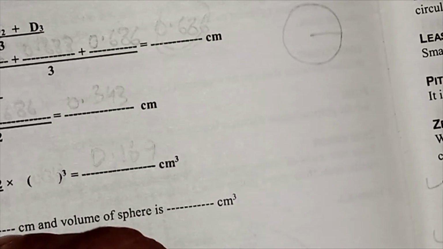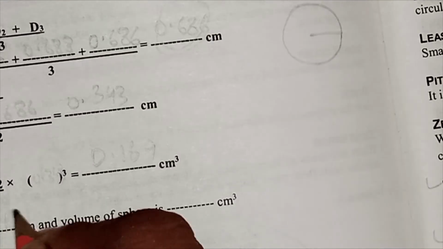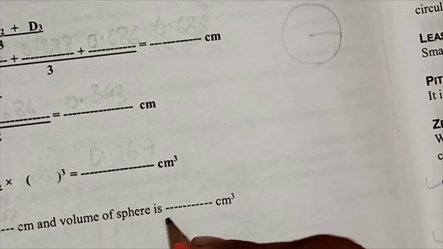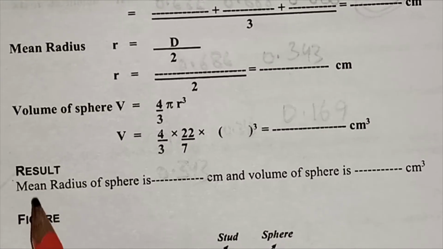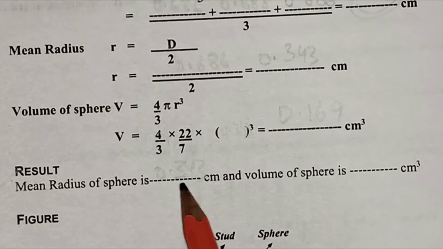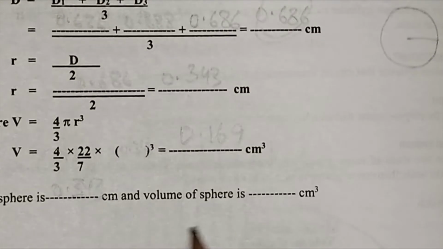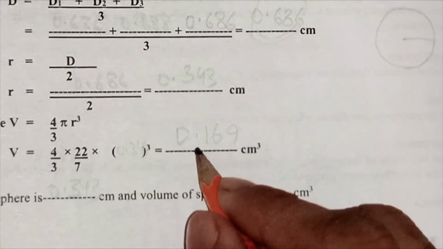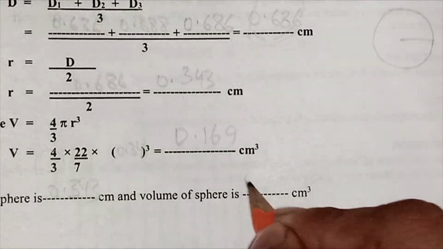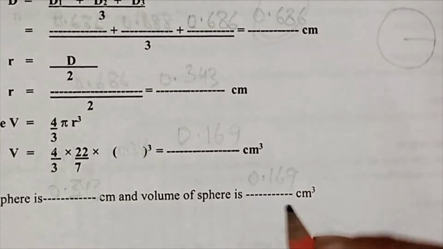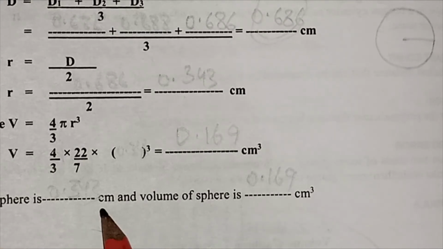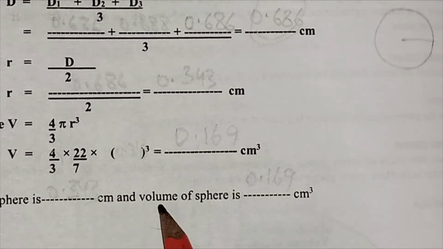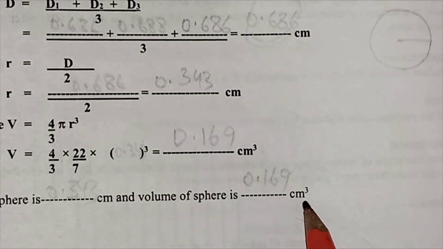So our radius of sphere is 0.343, and the volume of sphere is, so again the result we have found: the mean radius of sphere is 0.343 and the volume of sphere is 0.169. So you must remember that the mean radius of the sphere is in centimeter unit, whereas volume is in centimeter cube.